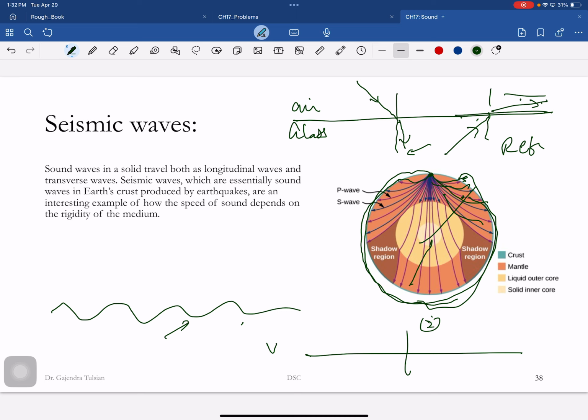Okay, so this was possible only with powerful computers. A detailed image was possible. So this is a very recent image.